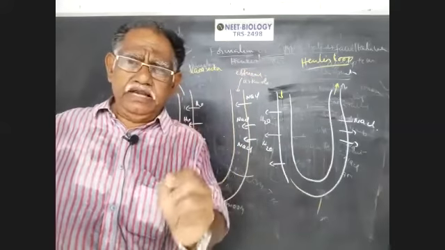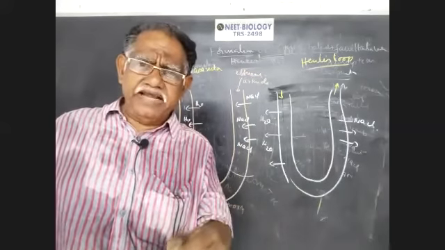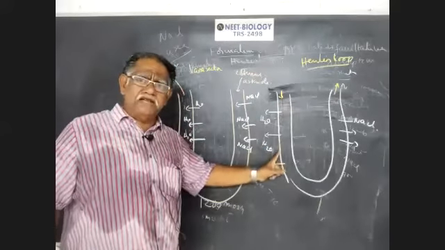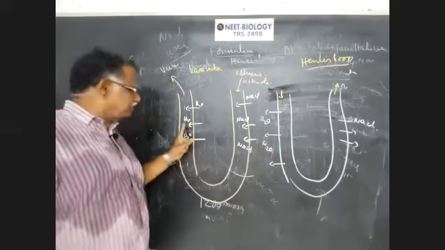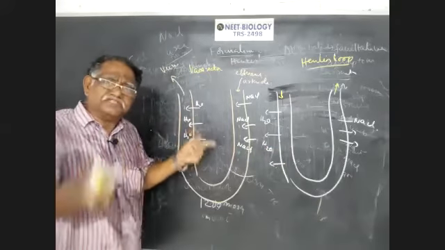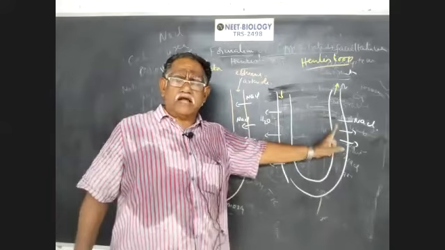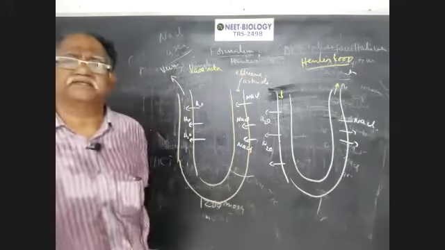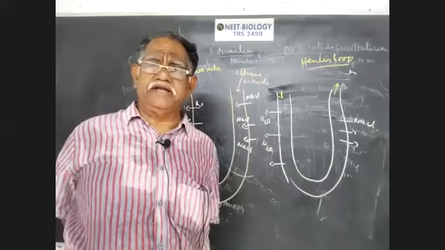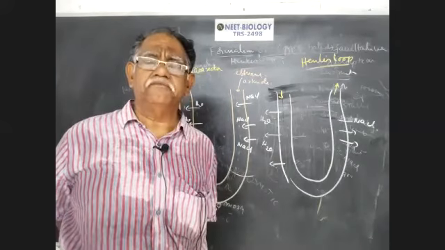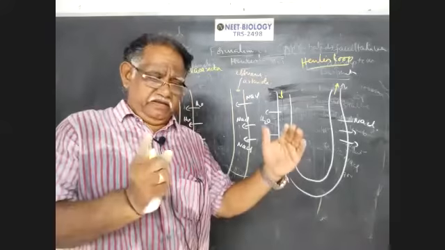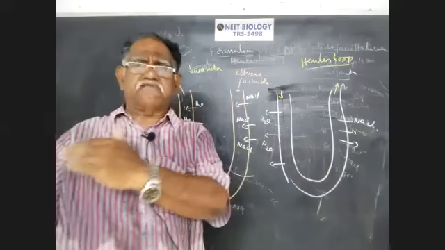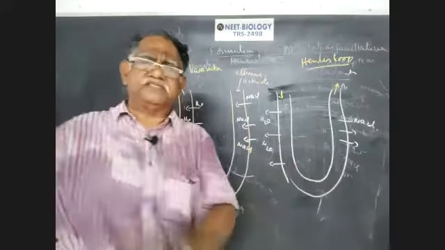Both Henle's loop and the vasa recta maintain the osmotic gradient. How? Through the descending limb of Henle's loop, water comes out. That water enters into the ascending limb of the vasa recta, opposite. Sodium chloride comes out from the ascending limb and enters into the descending limb of the vasa recta. These are the two important points. This countercurrent mechanism maintains the osmotic gradient because of the release of water, entry of water, release of NaCl, entry of NaCl.